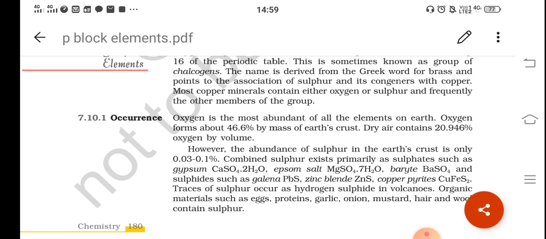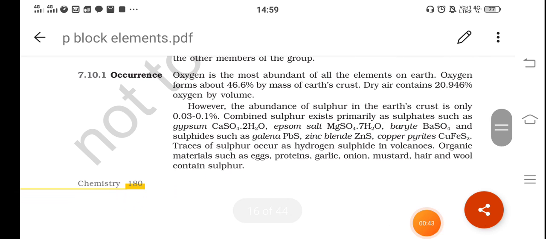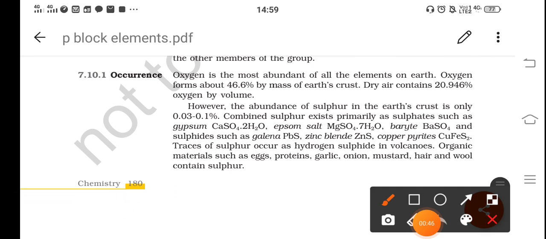So the speciality of this group is that most of the elements are found as minerals in the earth's crust. Now coming to the occurrence, all these elements occur in free as well as in combined state. In free state, oxygen forms the air that we all know, approximately 21% by volume in the air, and in the earth oxygen is present 46.6% by mass. It is present in abundance in the earth's crust.